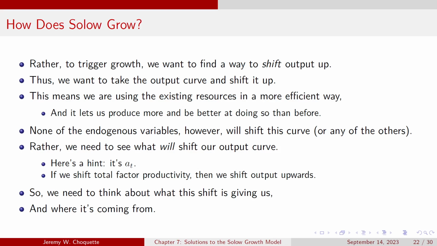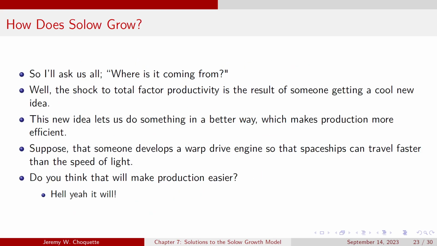And so I really need to now think about what would be causing an increase in total factor productivity and where it comes from. So I'm going to ask, where does it come from? Well, the shock to total factor productivity is the result of somebody getting a cool, super awesome new idea. And this idea lets us do something in a better way, which makes production more efficient. So suppose somebody develops a warp drive engine, right? So spaceships can travel faster than the speed of light.